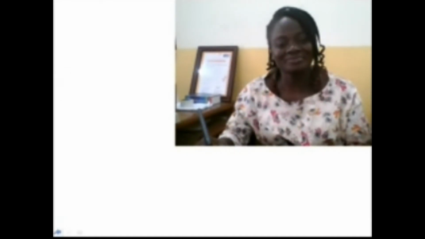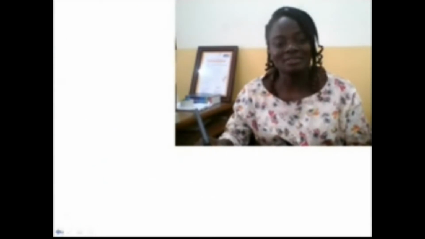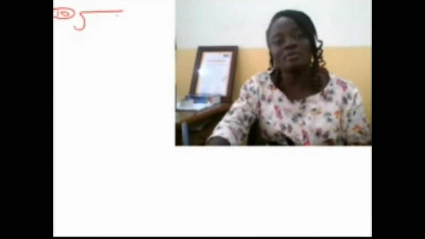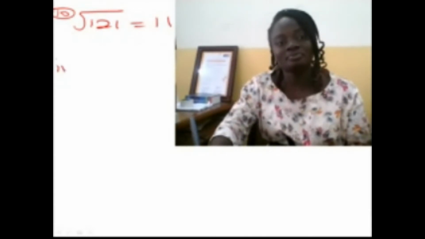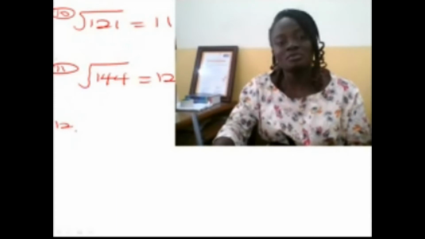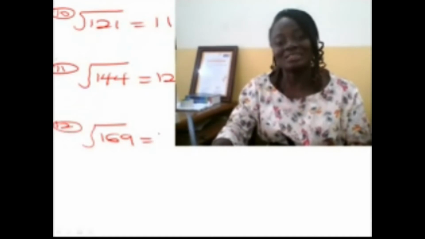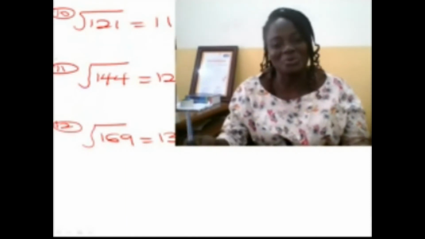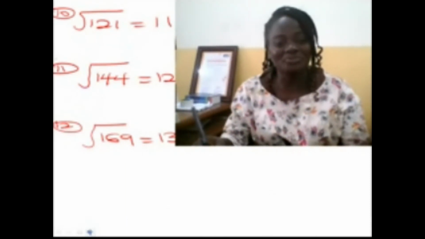I believe you are following. Good. We got number 9, so number 10. Square root of 121 is 11. Square root of 144 is 12. Square root of 169 is also 13. So you can go on and on, and you can list as many examples as you can. I'll leave the rest for you.